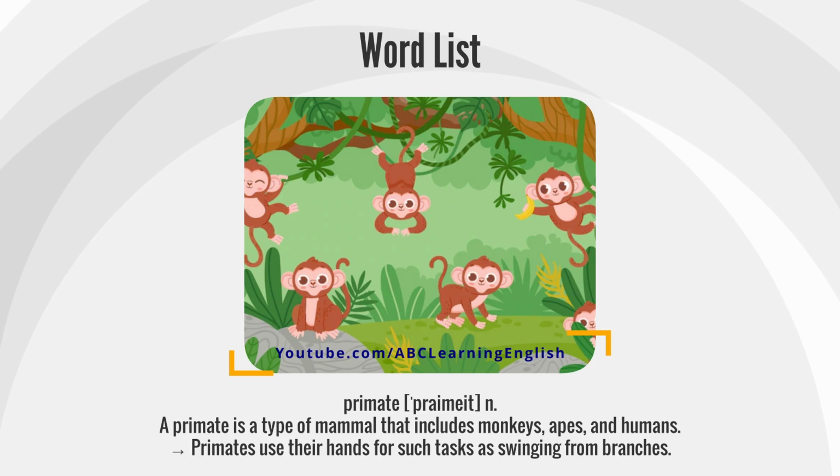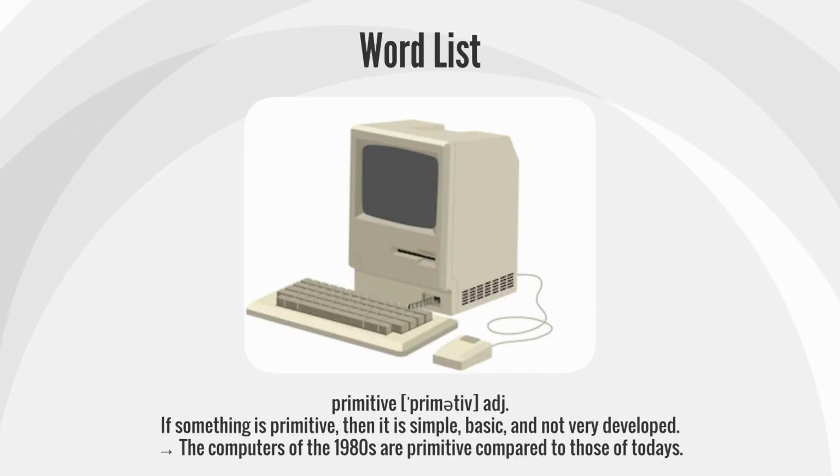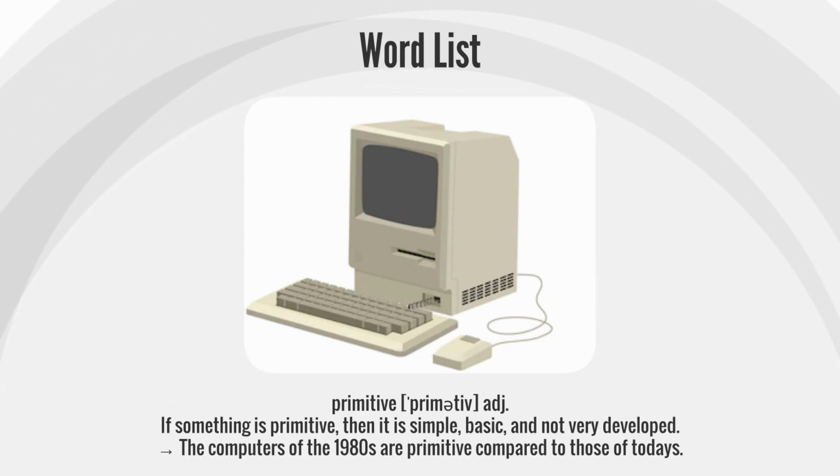Primate. A primate is a type of mammal that includes monkeys, apes, and humans. Primates use their hands for such tasks as swinging from branches. Primitive. If something is primitive, then it is simple, basic, and not very developed. The computers of the 1980s are primitive compared to those of today's.